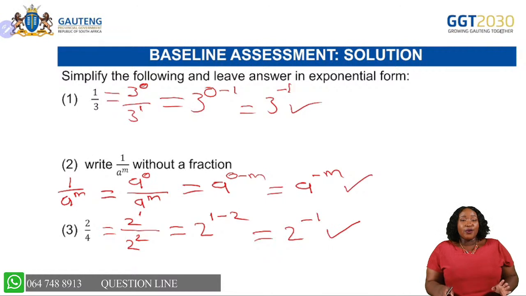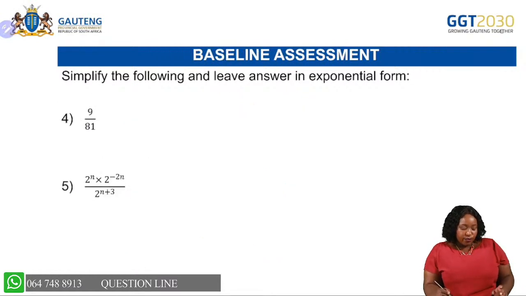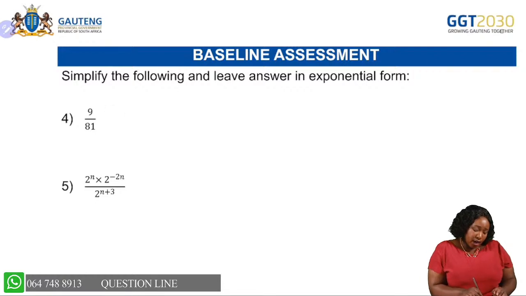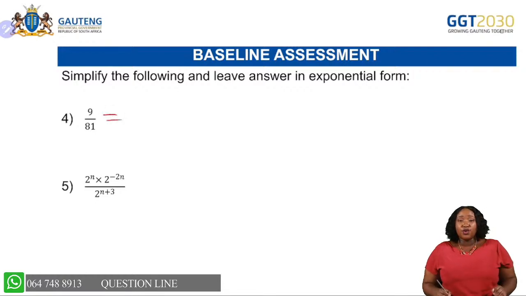So far, I hope you all have gotten the correct answers. You may not have necessarily used the same steps, but I'm trusting that you have the answers. Okay, we're now going to look at number 4. So for number 4, it's 9 over 81. So here we need to write 9 in exponential form and 81 in exponential form.